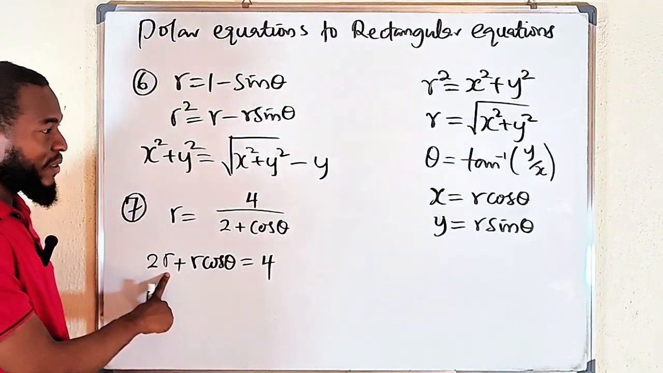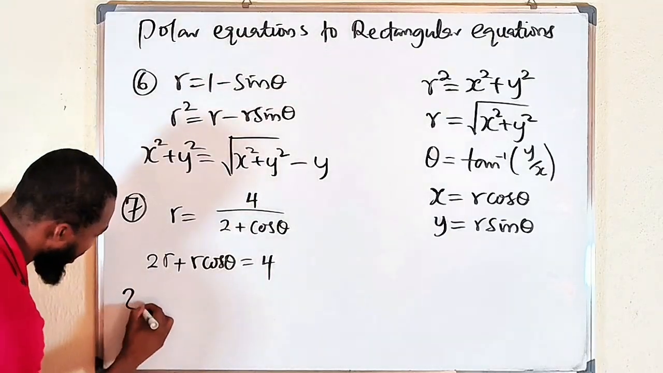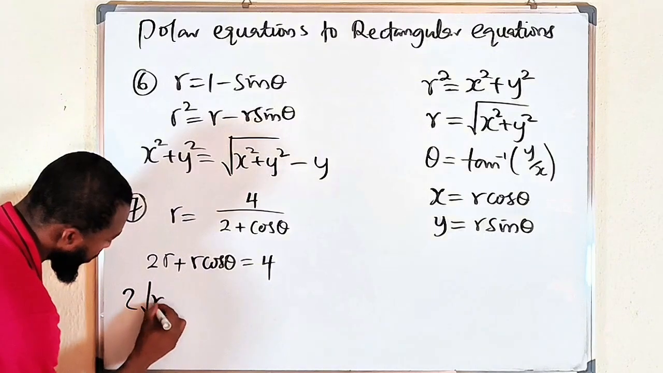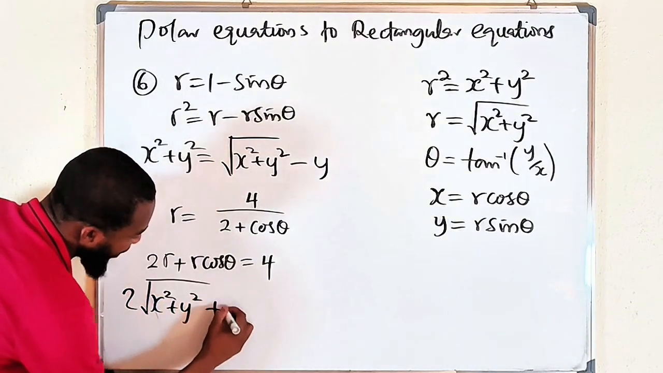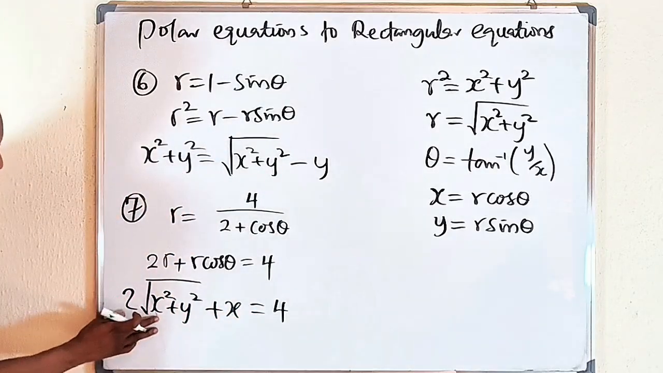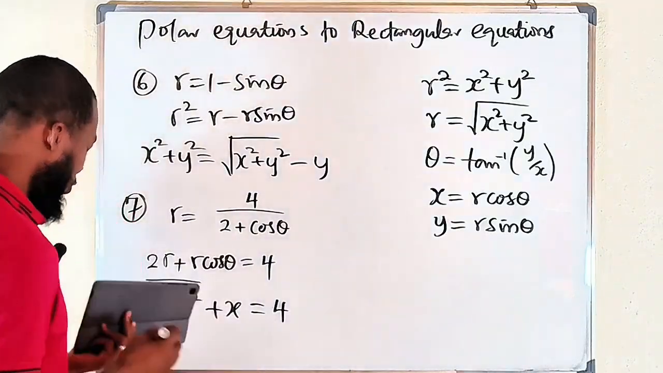We know that r is the square root of x squared plus y squared. So this is 2 times the square root of x squared plus y squared, and r cos theta is x, and this is equal to 4. Yeah, I think this is sufficient. This is our rectangular equation. Let's move on to question number 8.